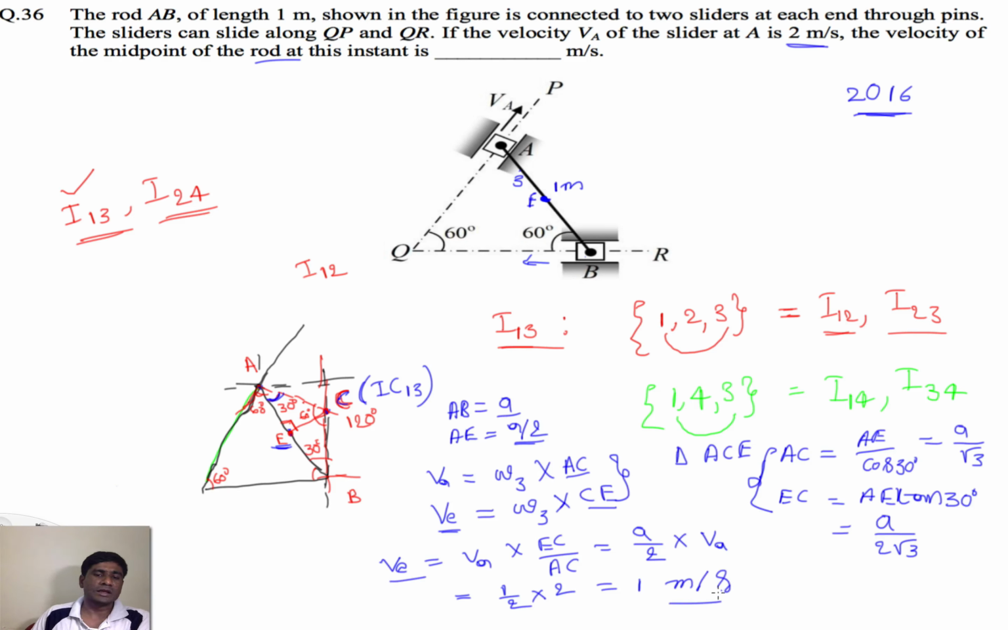So let me recollect again. Here we need to find the velocity of this midpoint of the link. The key is that we need to find the velocity of a point on this link, so we need to find the instantaneous center that consists of link 3. That's why we have chosen to identify instantaneous center I13 instead of 2, 4. Once it's identified, it's simply the distance to the instantaneous center into the angular velocity that gives the linear velocity.